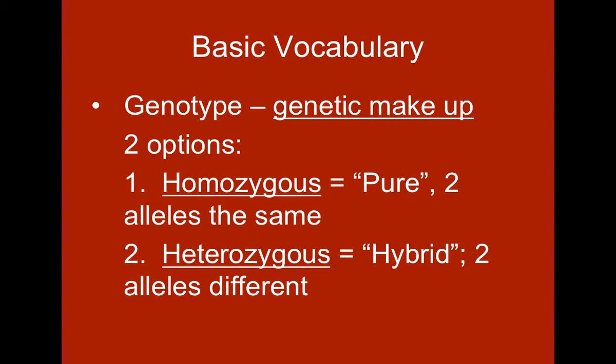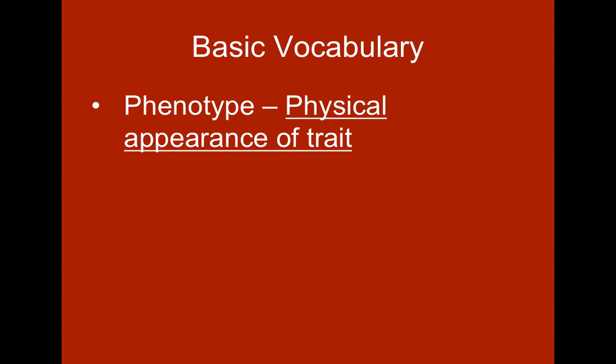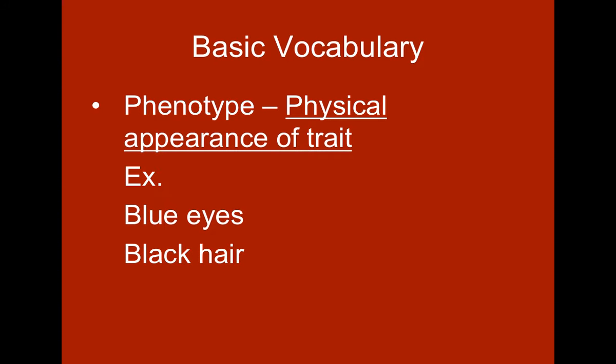Now, what we typically deal with most when we're actually looking at organisms is not their genotype, because we can't see that, but it's their phenotype, which is their physical appearance. So what do we actually see? Do we see blue eyes? Do we see brown eyes? Do we see pink flowers? Do we see yellow flowers? What do we actually see? So those are some of my examples: blue eyes and black hair.